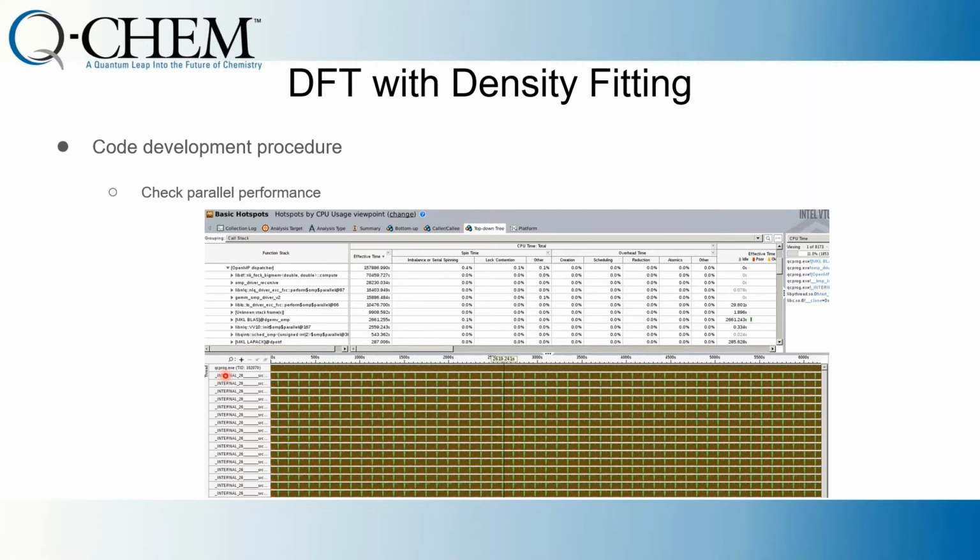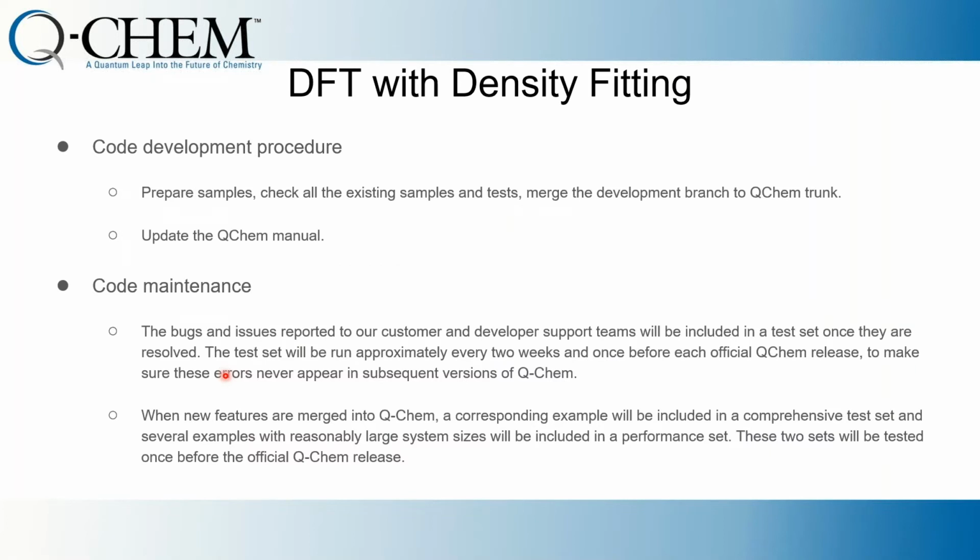So once the high performance code is finished, we need to prepare new sample jobs if necessary. Also need to check all existing examples and tests so that I did not break others' code. Then merge my development branch to the QChem trunk. The last step is to update the QChem manual if needed.